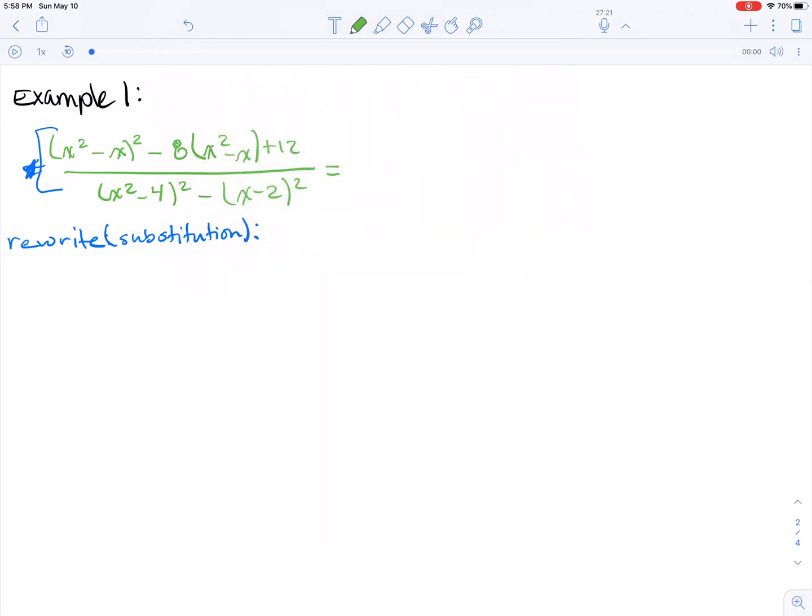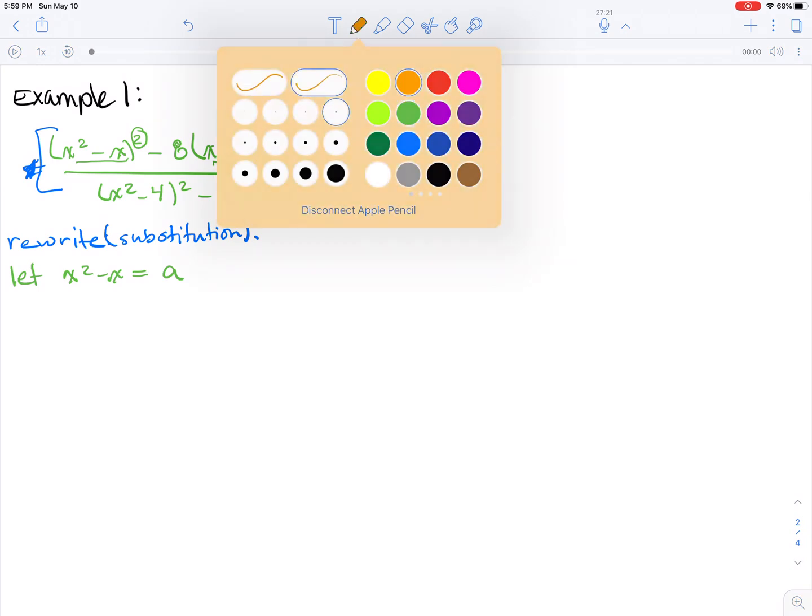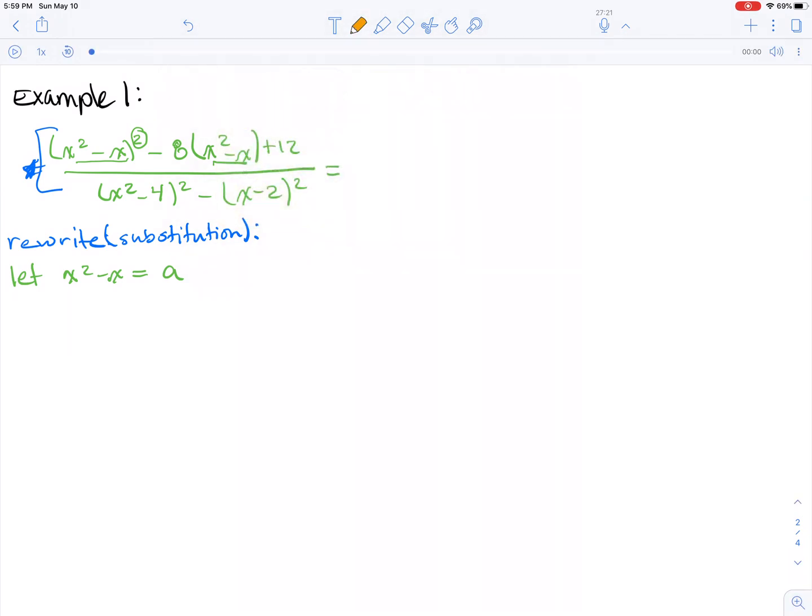So the first thing I'm going to do is use what we call a let statement, and I'm going to let x squared minus x equal the letter a. Now, why am I using x squared minus x? Because that is what is inside the squared part. It's also in my minus 8, so I have some commonality there. If I rewrite the numerator with my a, it's going to be a squared minus 8a plus 12. That looks so much simpler for me to factor, because it now looks like a quadratic that I'm used to.